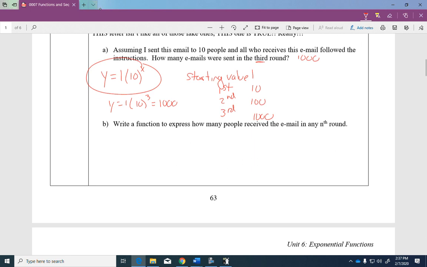It asks to write a function. Oh, I did it already. It does say in the nth round, so I'm just going to be careful when I write this function down here. I'm going to write it in function notation, so I'll use f of n. I really don't need that 1 in front. I'm allowed to keep it if I want, but I can just write it like this. This is mathematically equivalent to what I just wrote above.